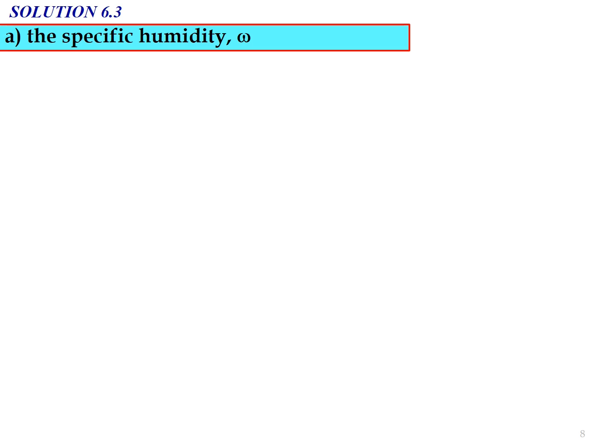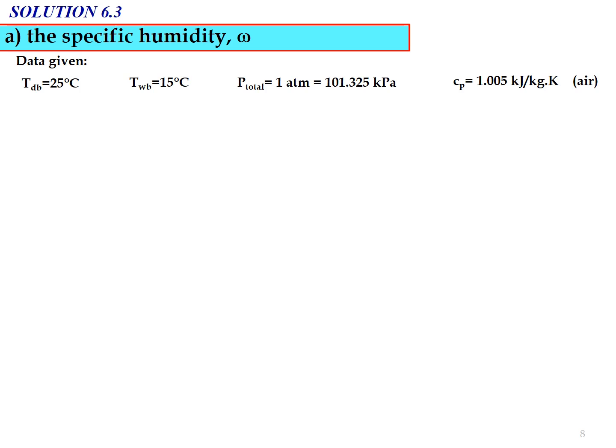Question A: first we need to determine the specific humidity, omega, for the air. In terms of data given, dry bulb temperature equals 25 degrees Celsius, wet bulb temperature equals 15 degrees Celsius, P total equals 1 atm equals 101.325 kilopascal, and the value of Cp for the air equals 1.005 kilojoule per kg Kelvin.